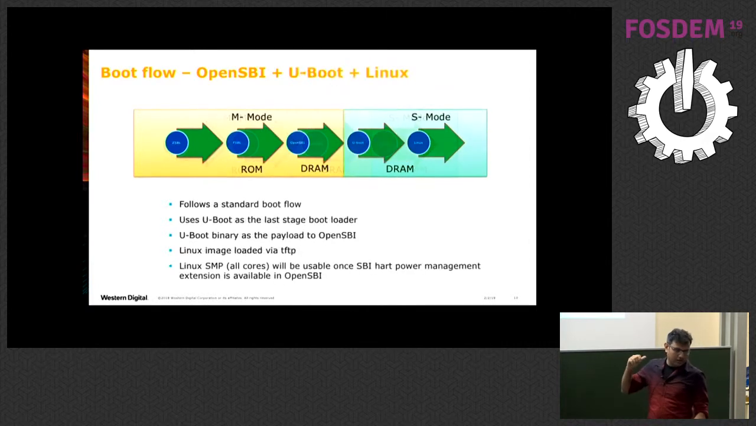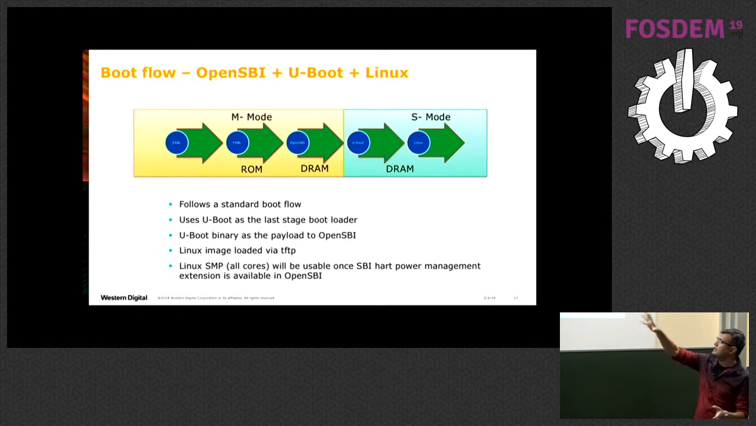But the upstream model that I was talking about is this one, which I'm really excited about. It's the same thing, ZSBL and FSBL. Then we have OpenSBI in M mode, which boots into your U-Boot in S mode, and then you provide the Linux image to U-Boot, as every other architecture does it. So you have a kernel image, and you just load it via network. That's also supported. So this is the standard flow.